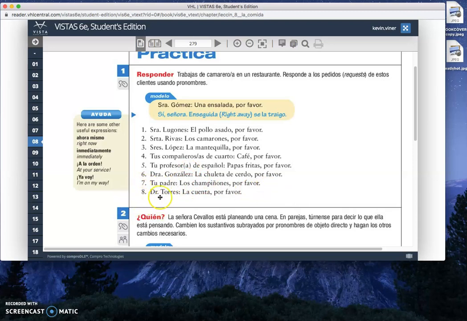All right, last one. 8. Doctor Torres. You'd definitely be formal, so it would be a usted la cuenta, por favor. Pause. Sí, doctor Torres, enseguida se la traigo. Se la traigo. Okay, muy bien.